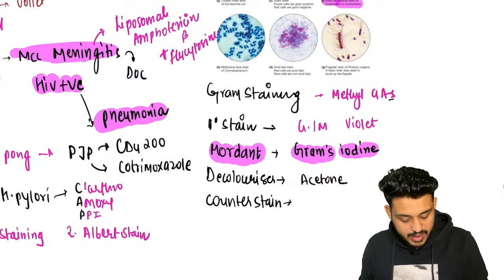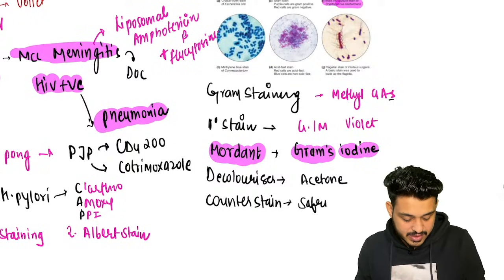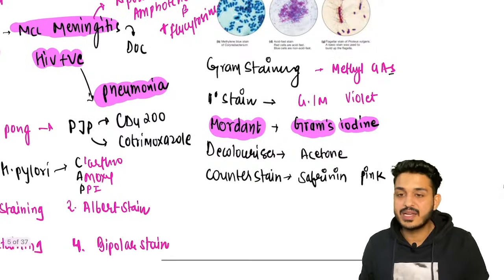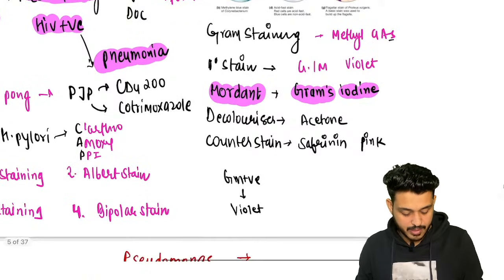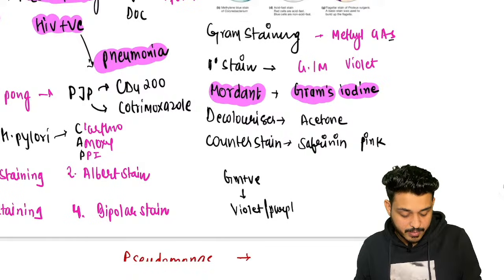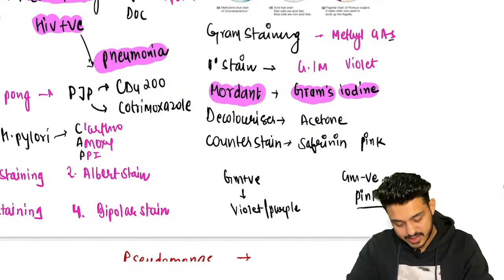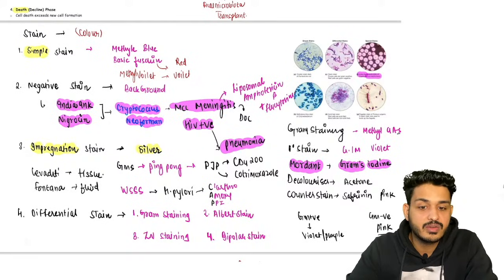And as for counter stain or secondary stain, second color, that is known as safranin, which is going to give you what? Pink color. If the bacteria is gram positive it will appear what? Simple understanding, violet or purple color. Gram positive is going to be violet or purple color. Gram negative is always going to be what? Pink in color, right? So this is going to be gram positive, gram negative, and staining, right? Staining means to give the color to the bacteria.